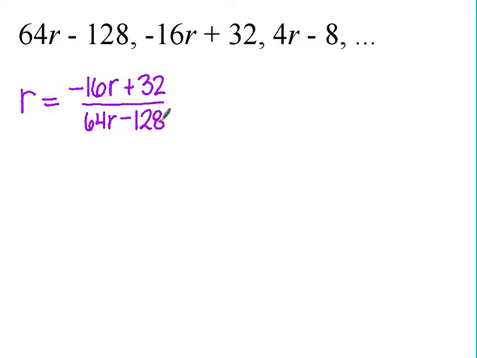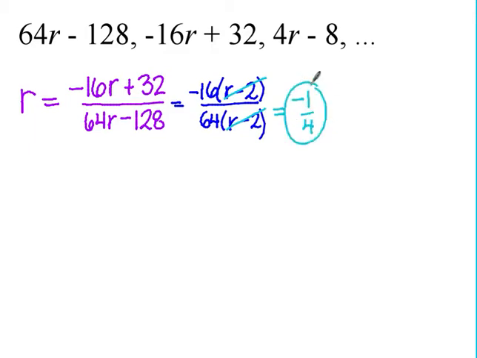Right now it's not really clear what the answer actually is. So what I'm going to do on the top is I notice that 16 goes into both. If I factor a negative 16 out, I get r minus 2. On the bottom, if I factor out a 64, I get r minus 2. So what happens to your r minus 2s? They cancel. They're gone. And then I end up having negative 16 over 64. So what is your common ratio going to be? Negative 1/4.